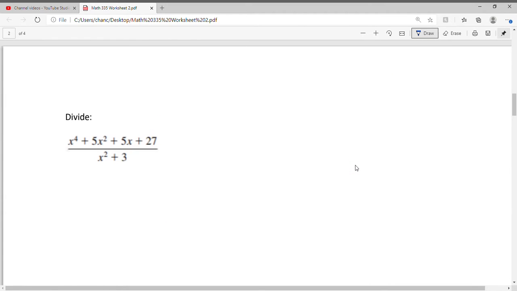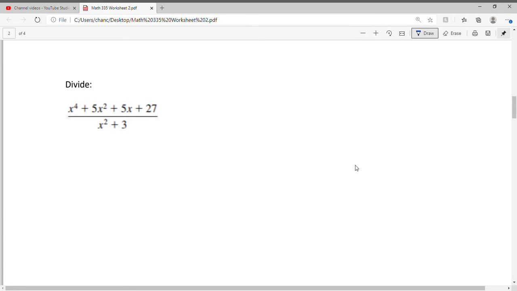The next question, we're going to practice long division. A lot of students have trouble with long division, so let's go over an example with this. I am going to have to make sure that the divisor is in descending order. So I have x squared. I need an x term, so we'll just put 0x. And then we have a 3. So the power is in descending order: 2, 1, and 0. That's going to be our divisor.